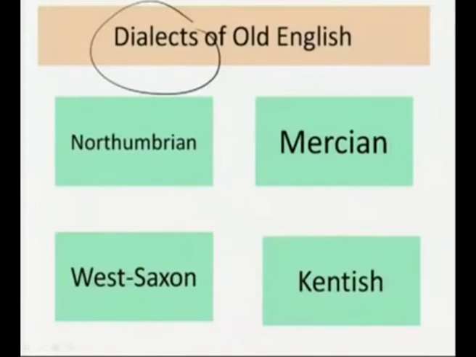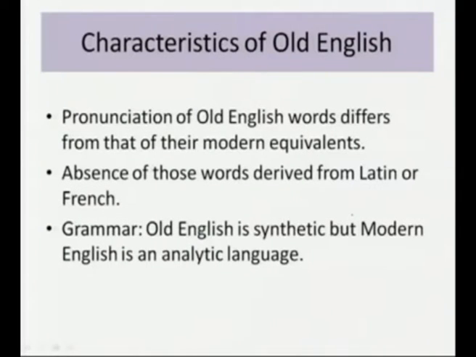So, there were four dialects of Old English, and these are the Northumbrian dialect, the Mercian dialect, the Kentish dialect and the West Saxon. Look at this: Northumbrian, Mercian, West Saxon and the dialect from Kent. So, these were the four variants, if I may use the word, of Old English prevalent during the time. So, what are the characteristics then of the English language during the time of Old English.